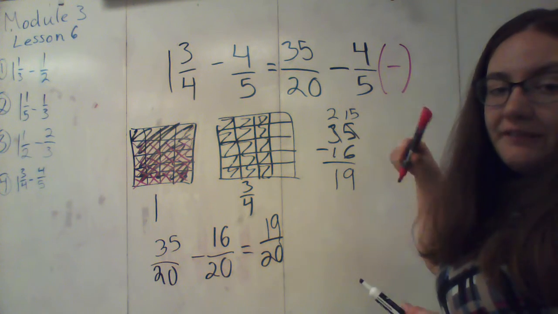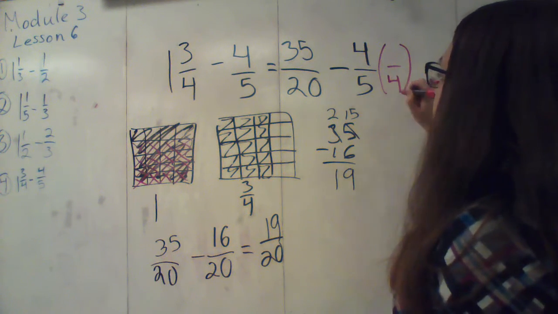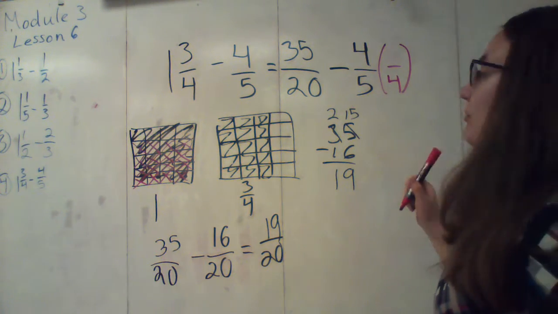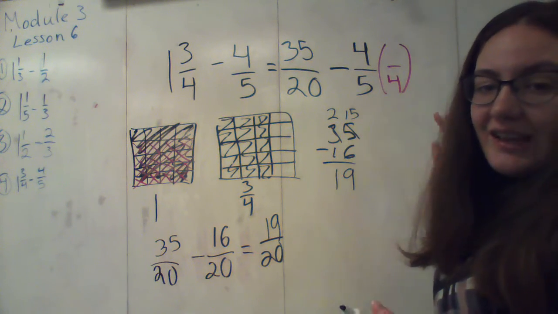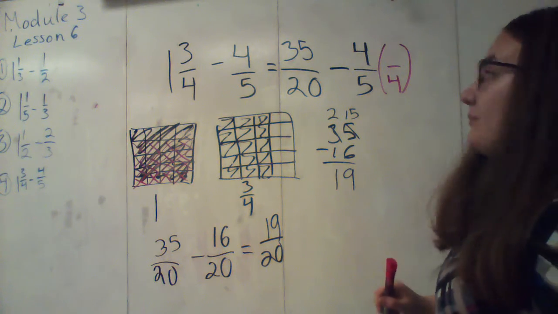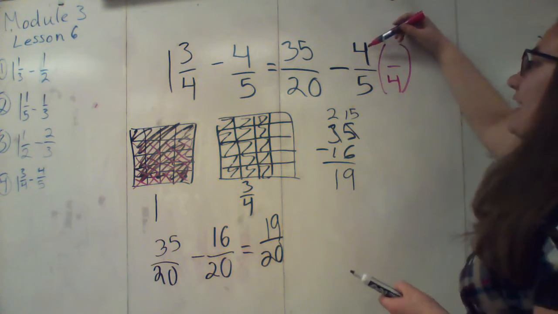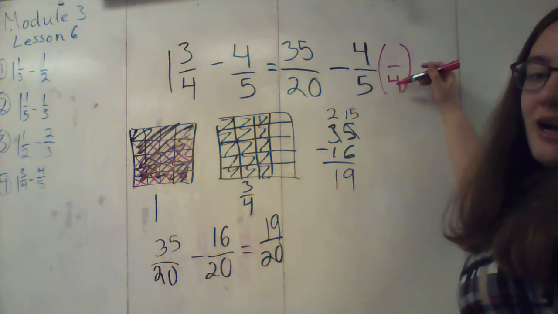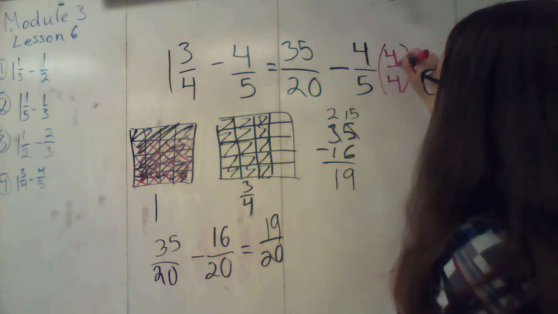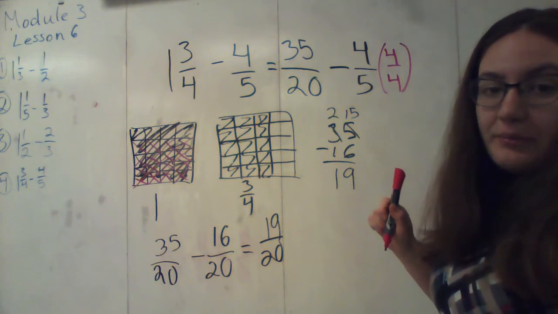So I have to think about 5 times what would equal 20. Well, I know I can multiply 5 times 4 to make it 20. And whenever I put these parentheses, that just means that I'm trying to multiply this fraction by this fraction. And whenever you multiply fractions, you just go straight across. It's actually pretty easy. And then whatever I do to the bottom, I always have to do to the top. So if I'm multiplying by 4 on the bottom, I have to multiply by 4 on the top.